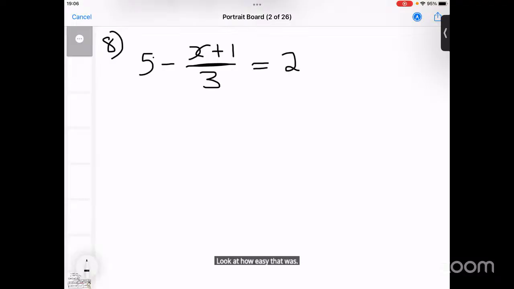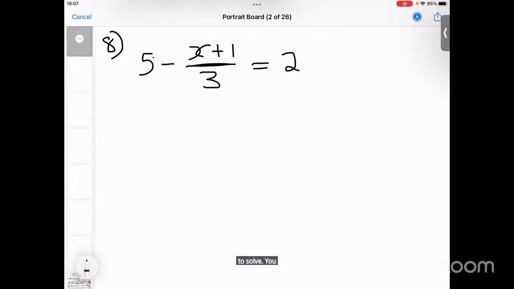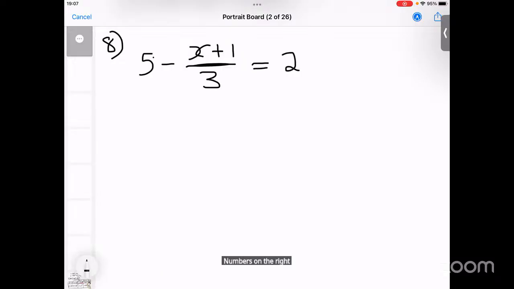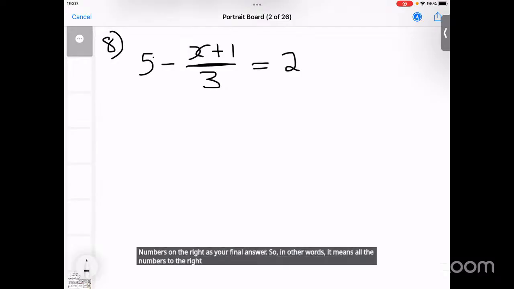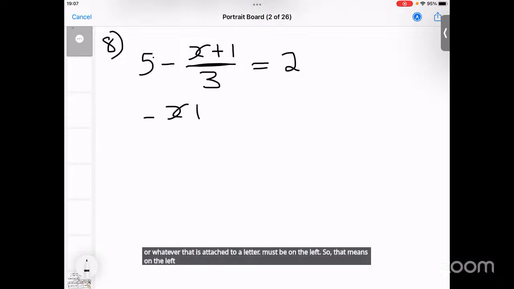First thing first, every time as a mathematician, you need to ask yourself a question: what type of math problem is this? Is it an equation or is it an expression? You see an equal sign, it means it's an equation, then it means you need to solve. You can do it in many ways, but most importantly, you need to make sure that you have letters on the left, numbers on the right as your final answer. So in other words, all the numbers go to the right-hand side, and all the letters, or whatever is attached to a letter, must be on the left. So that means on the left, this is what remains.